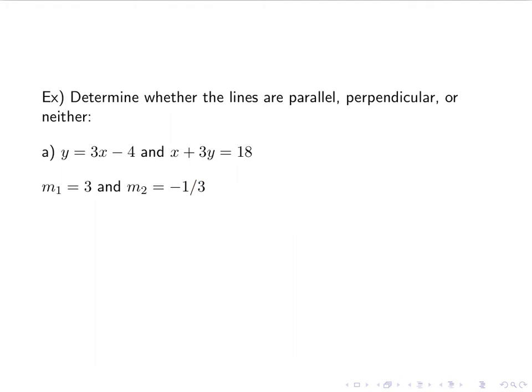So I have 3 and I have negative 1/3. The first thing I want to check is, are those two numbers equal? So are our lines parallel? Hopefully you can see no, so they're not parallel. Are they perpendicular? They are of opposite signs, and one is the reciprocal of the other, so they are in fact perpendicular.